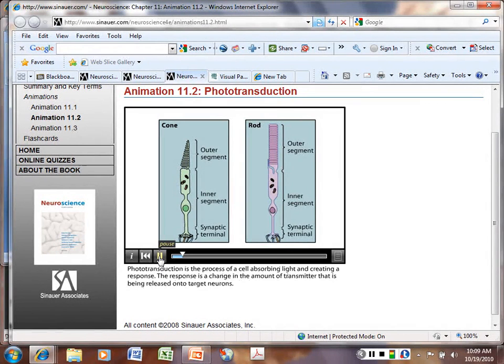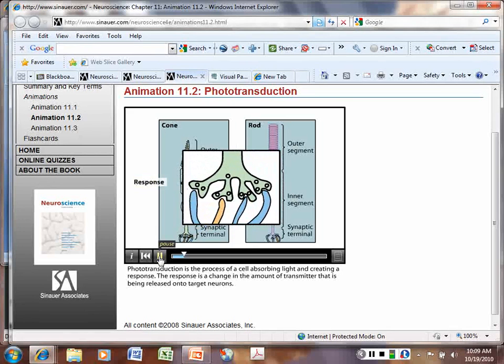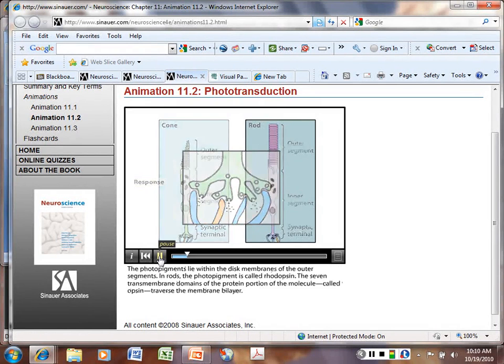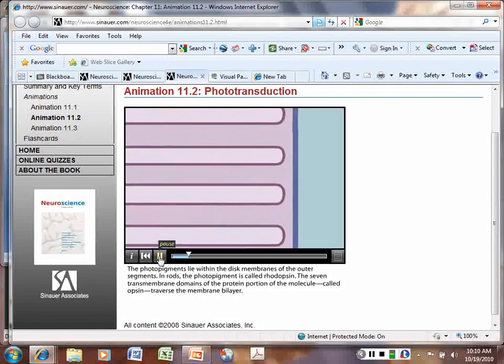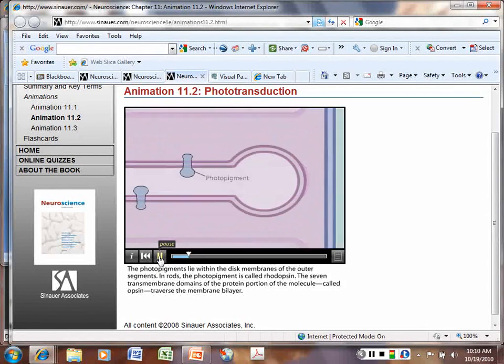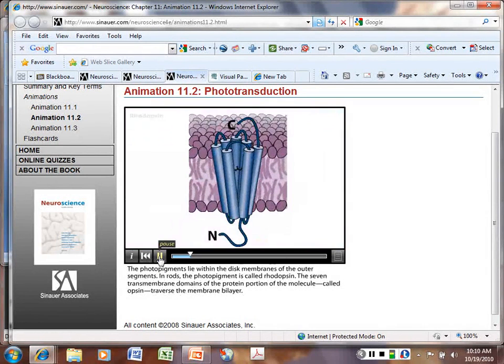Phototransduction is the process of a cell absorbing light and creating a response. The response is a change in the amount of transmitter that is being released onto target neurons. The photopigments lie within the disc membranes of the outer segments. In rods, the photopigment is called rhodopsin.